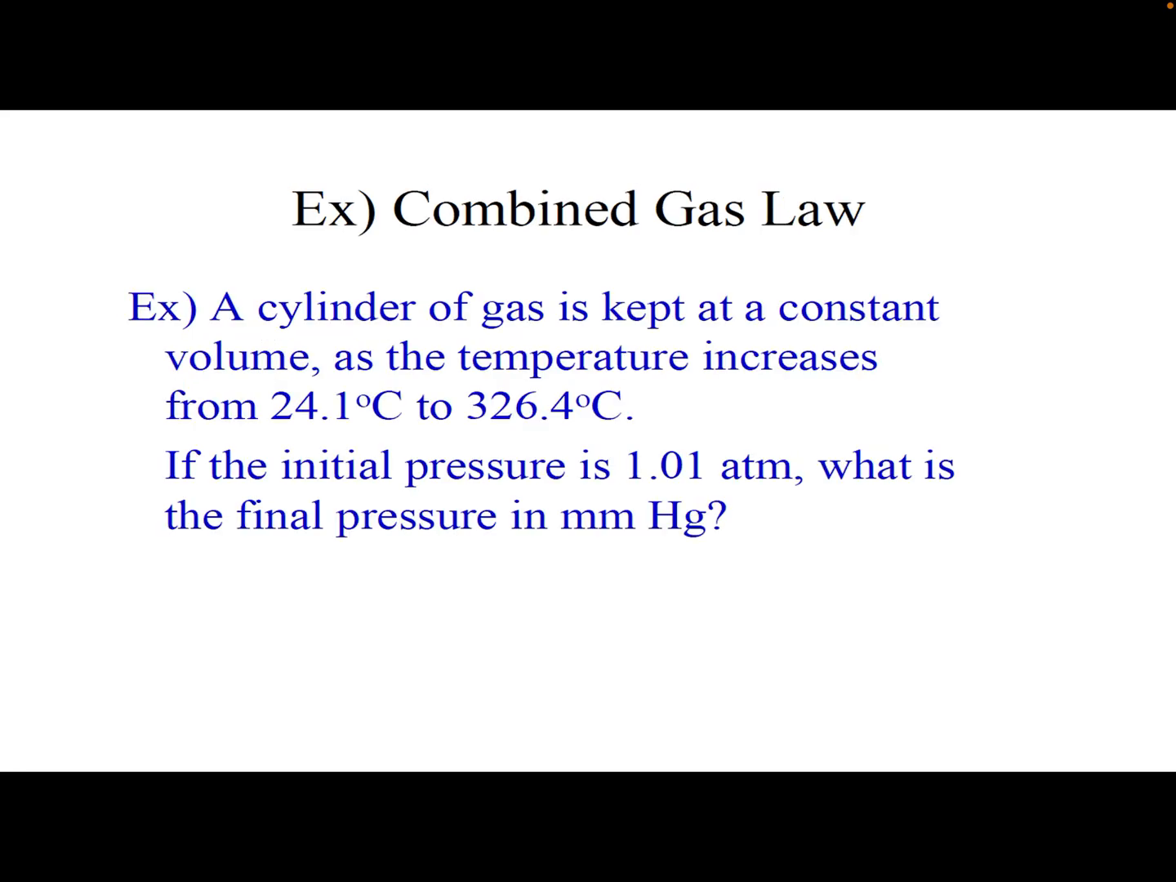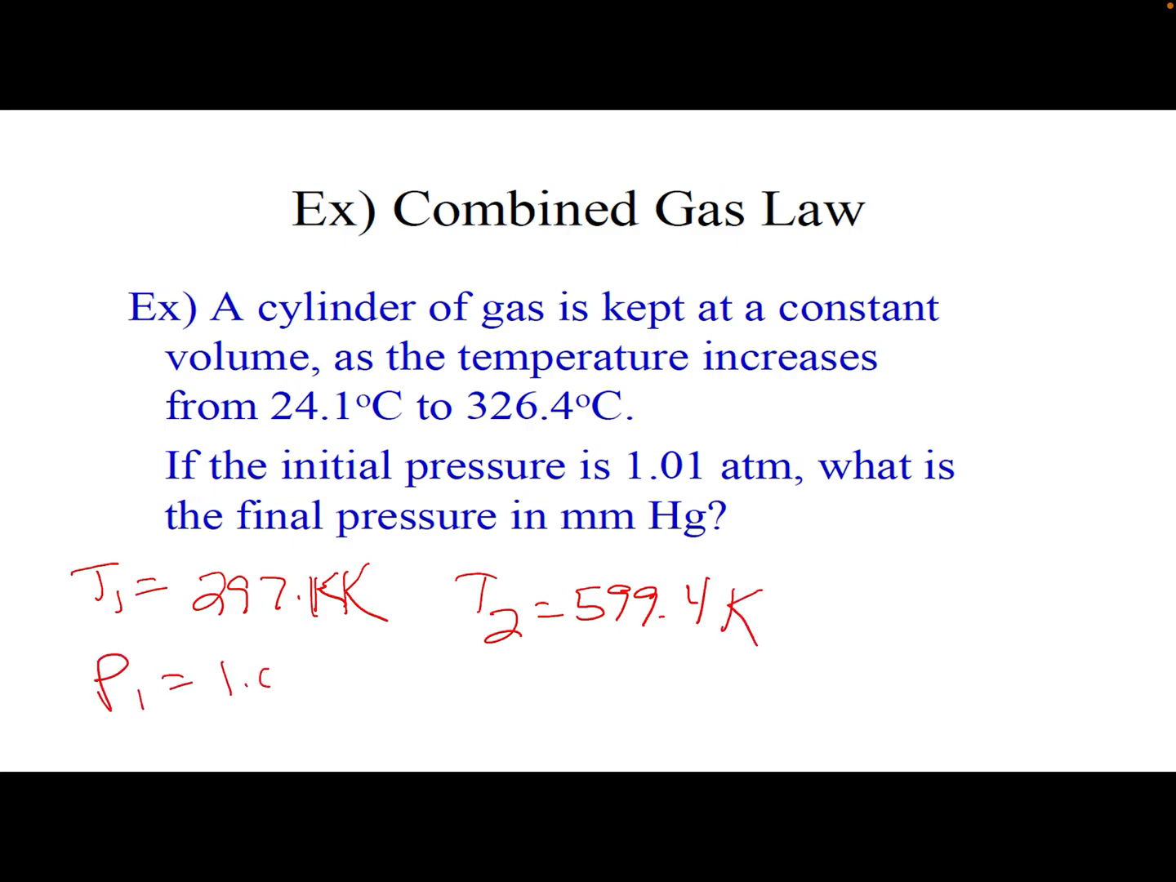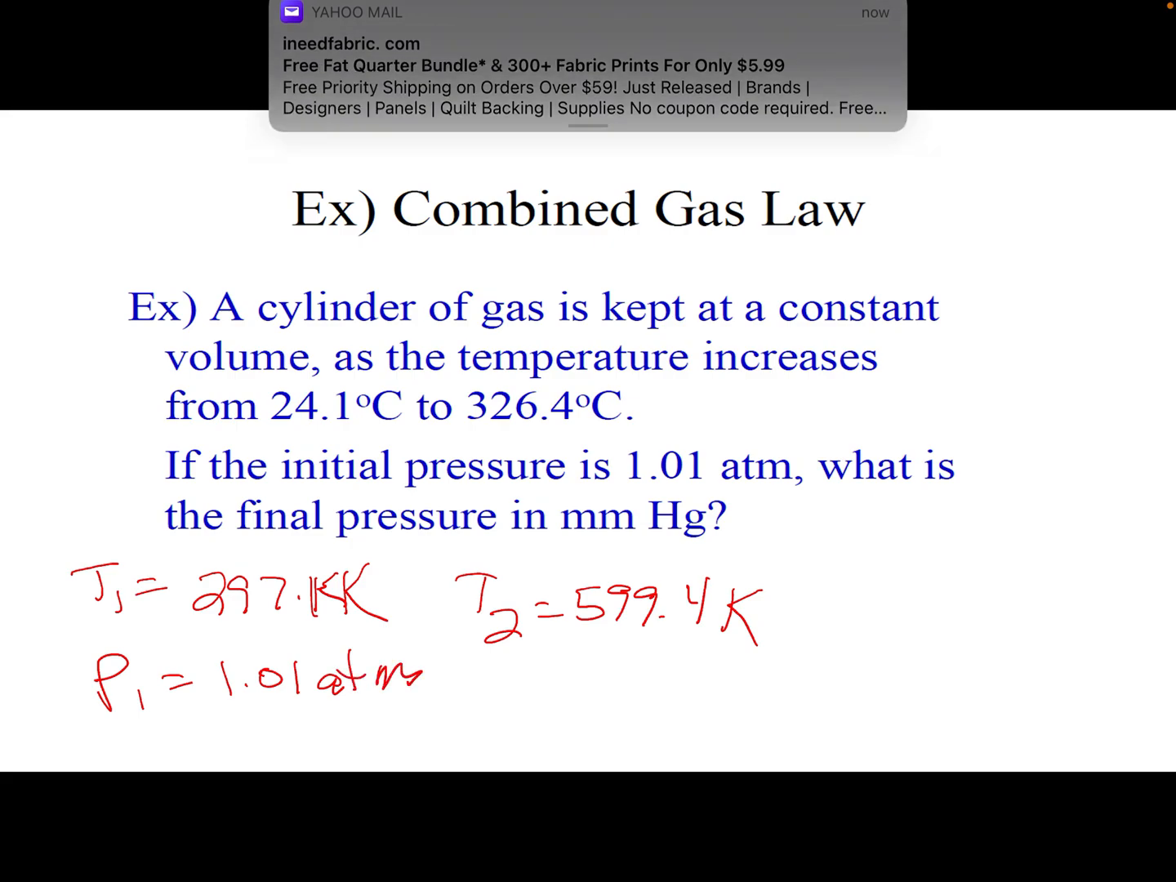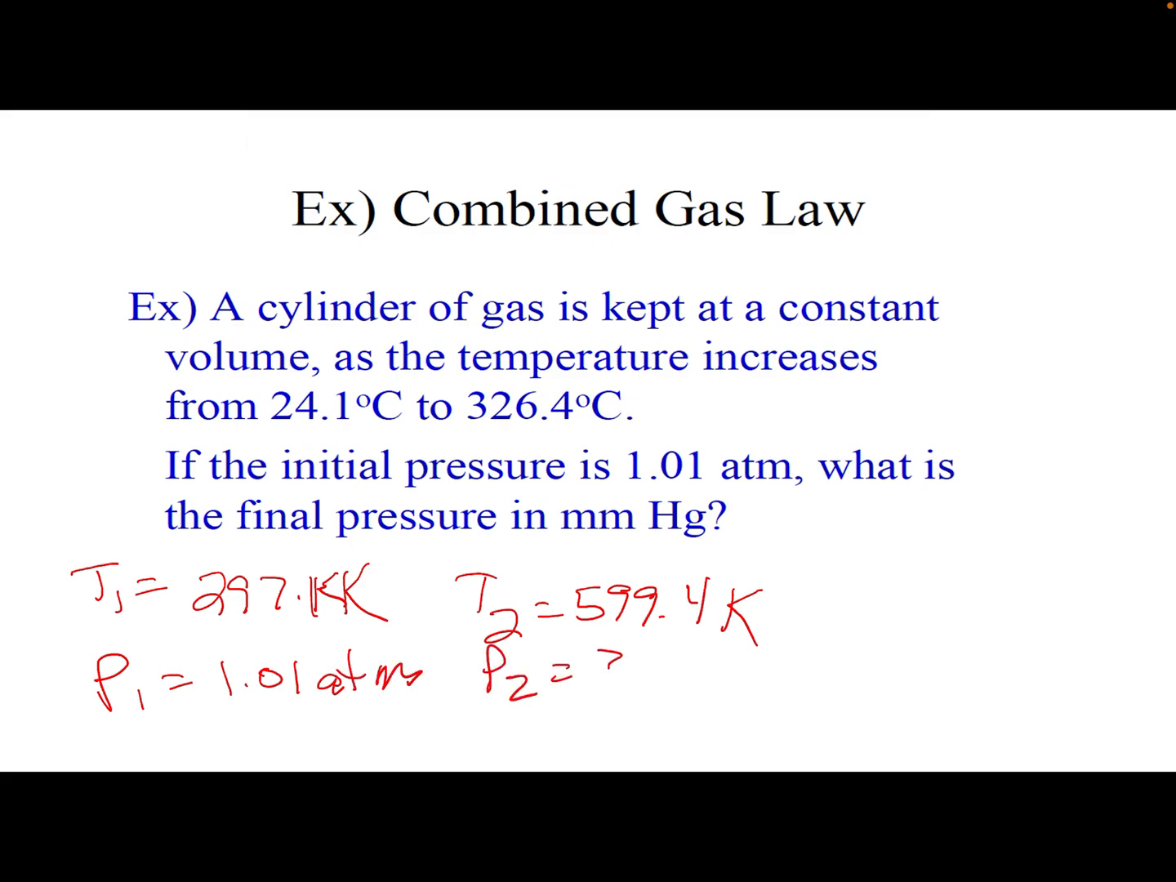All right, cylinder of gas, constant volume. The volume's constant. Temperature increases. T1 is going to start out at 24.1 plus 273, so it's going to be 297.1 Kelvin. And T2 is going to be 326.4 plus 273, which is 599.4 Kelvin. And then the initial pressure is 1.01 atmosphere. And you're going to solve for the final pressure.